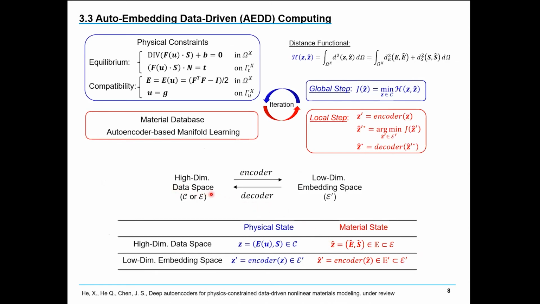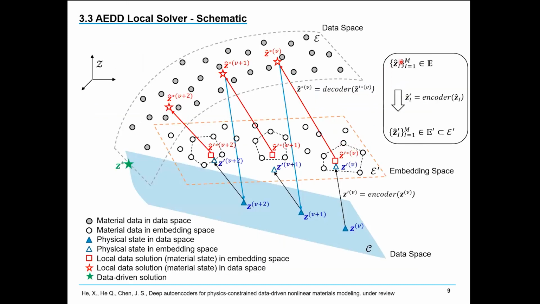So we refer to the data space of the material data as the high-dimensional space, while the embedding space is the low-dimensional space. The trained encoder projects the data from the high-dimensional data space to the low-dimensional embedding space, while the decoder does the opposite. Previously, we defined D and Z hat as the physical state and material state in the high-dimensional data space, respectively. Now we add a prime to these parameters to denote the corresponding physical state and material state in the embedding space. In this proposed auto-embedding data-driven computation framework, the global step remains unchanged, the same as the one introduced before, while the local step is divided into 3 sub-steps. I will introduce them in more detail on the next slide.